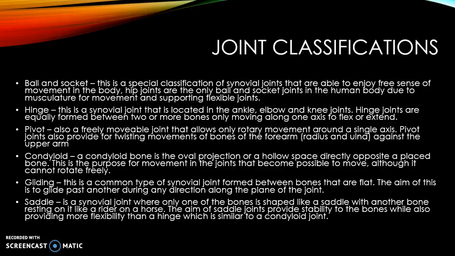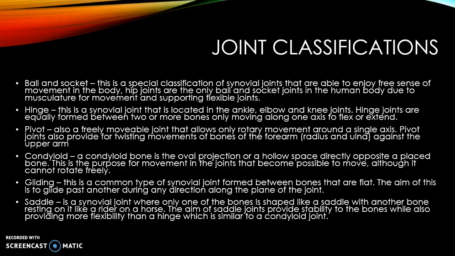Pivot, which is a freely movable joint that allows only rotary movement around a single axis. Pivot joints also provide for twisting movements of bones of the forearm, the radius or the ulna, against the upper arm. Condyloid, which is a bone with an oval projection or a hollow space directly opposite a placed bone, which is the purpose for movement in the joint to become possible, although it cannot rotate freely.